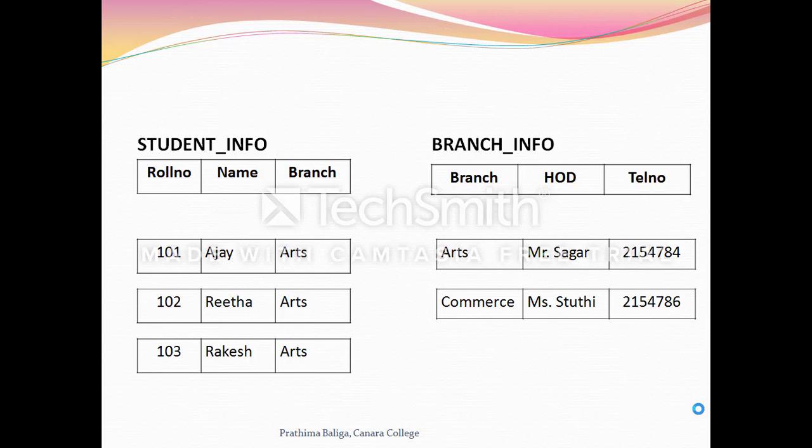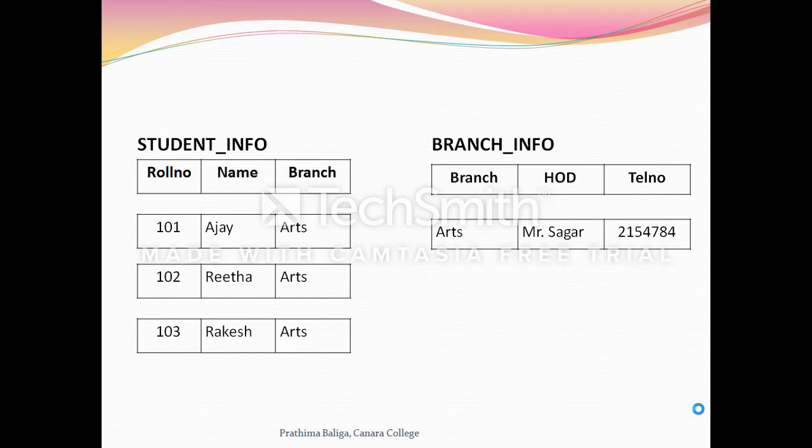The two tables are linked together based on the branch selected by the student. We may feel that branch is repeated in student table. Please remember, normalization is not about eliminating redundancy, but it is about minimizing it. Earlier we had repeated branch, HOD's name and telephone number, but now it's only the branch name. Less redundancy leads to less problems. Let's see how.